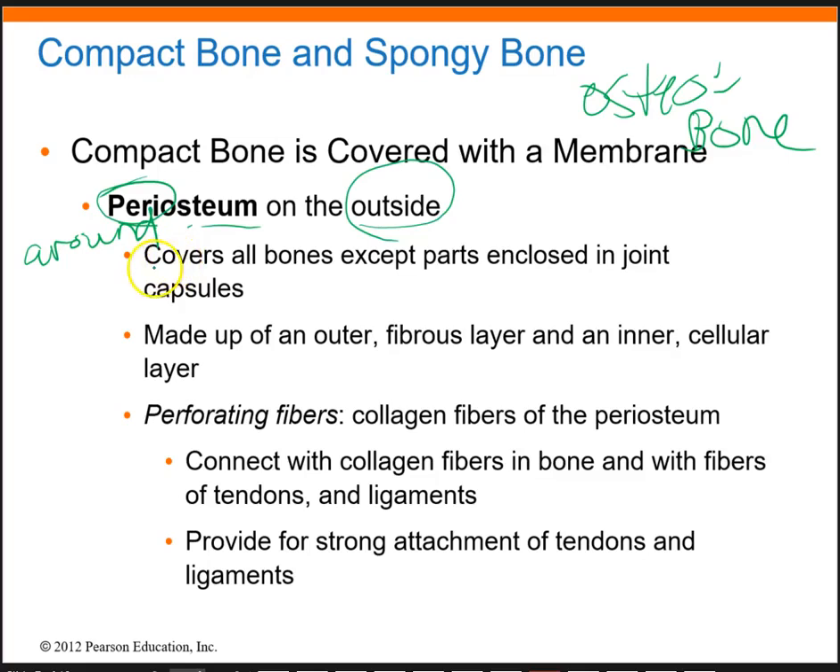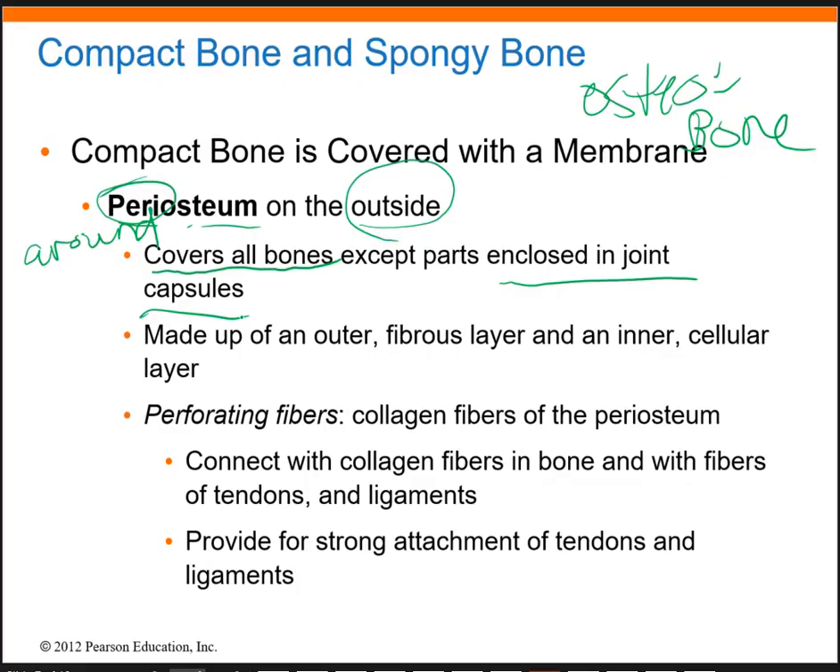The periosteum covers the outer surfaces of all bones except for the very ends of the bone that are enclosed in joint capsules. So at the very end of the bone where it comes together with another bone, that's a joint, right? Bones come together at joints, like the knee joint, the elbow joint, the shoulder joint. Those joints are really special little areas that are enclosed in joint capsules. And we fill it with fluid, and there's all sorts of special structures there. But the part that's in the joint capsule does not have a periosteum. But the rest of the bone is covered with the periosteum.